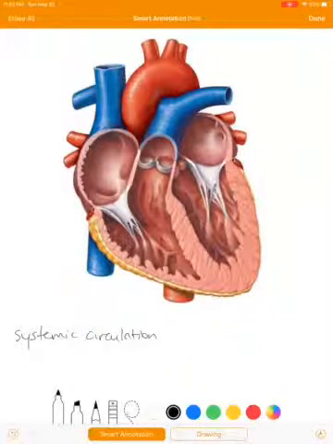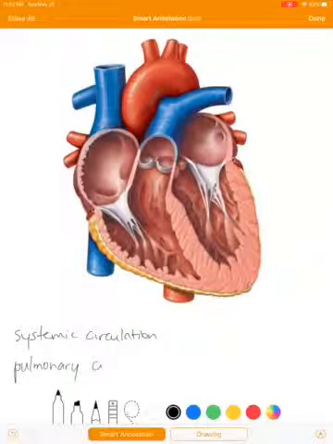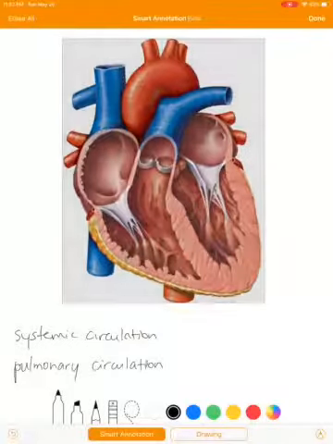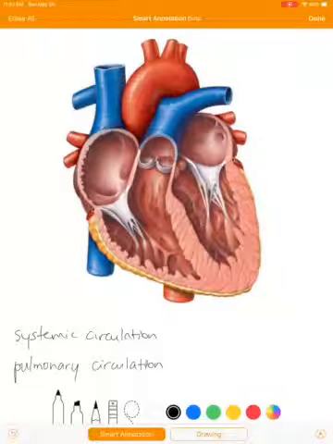Okay, so that's the whole process of systemic circulation. In pulmonary circulation, this is referring to the pathway of blood flow from the heart to the lungs and then back to the heart. Okay, because what are we doing in the lungs? We're picking up oxygen, that oxygen that we just dropped off at the rest of the body.